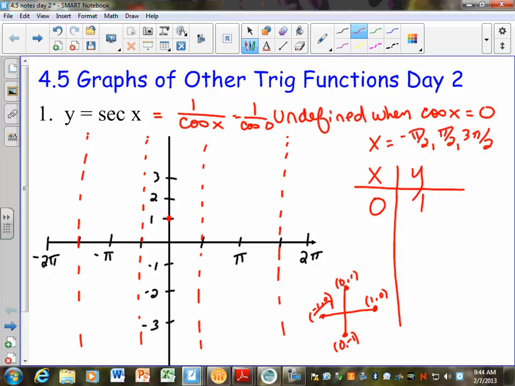We could pick pi halves. It's going to be a decimal, but we can use our calculator here. Sorry, pi fourths I meant. It's going to be a decimal. Are most of these going to be decimals that I pick here? Are you okay if we just pick some decimals here? Let's pick pi fourths. What's the cosine of pi fourths? Square root of 2 over 2, which means I have to flip it over.